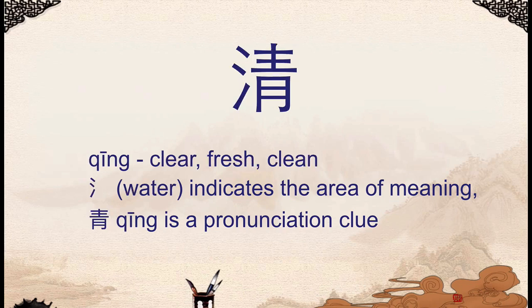Qing means clear, fresh, or clean. The left-hand side of this character means water. It's 3 drops of water. And this indicates the area of the meaning of this character. And the right-hand side, qing, is the same pronunciation. So this gives us a clue on how to pronounce it. Can you get the pattern that's emerging here?